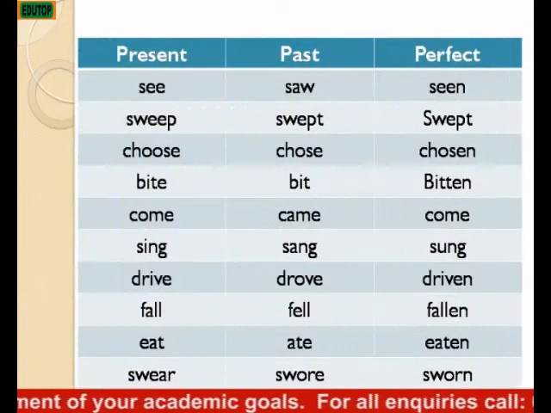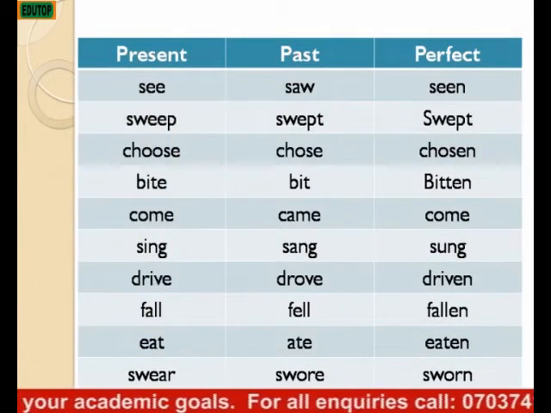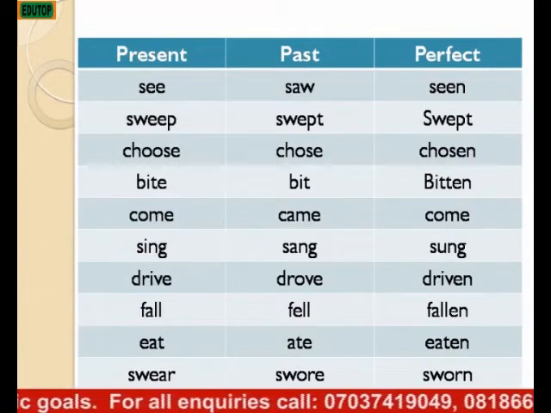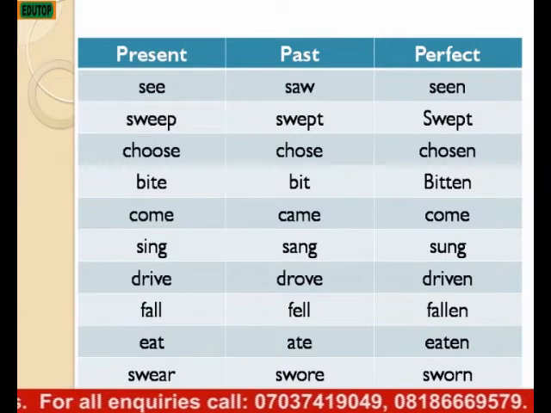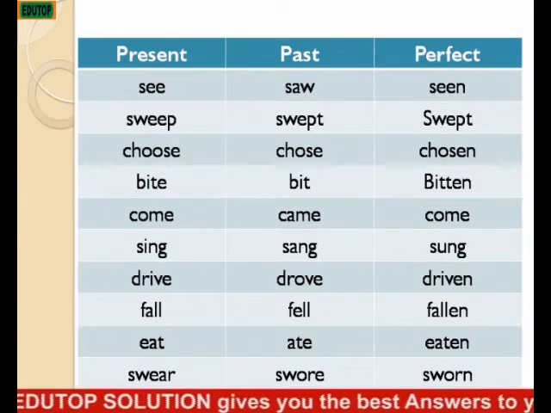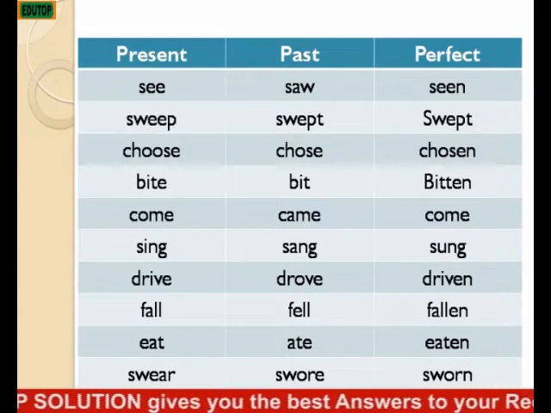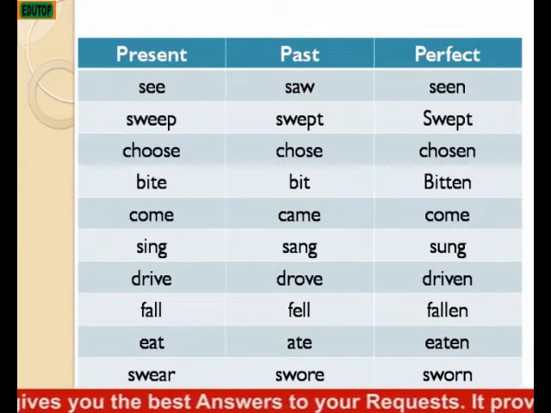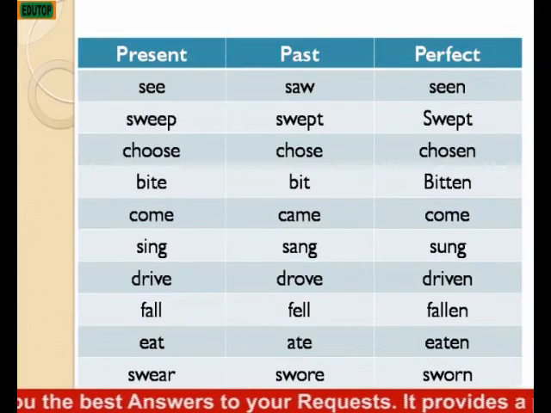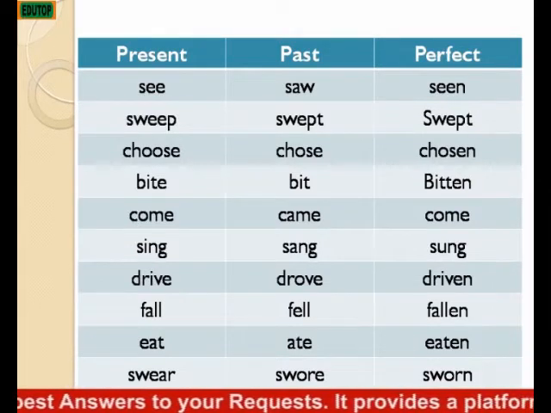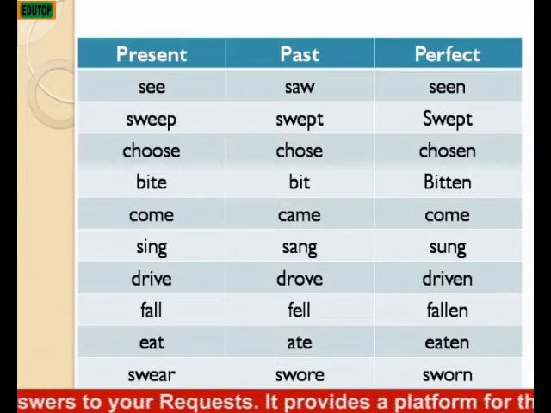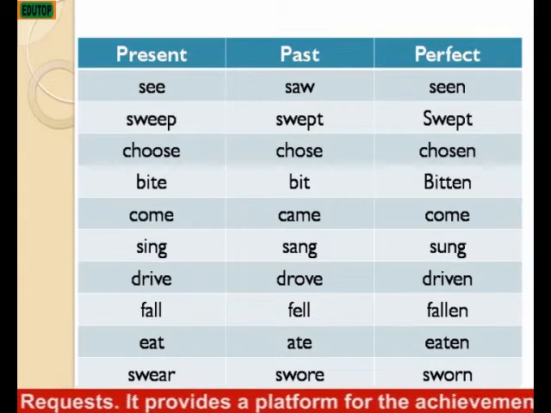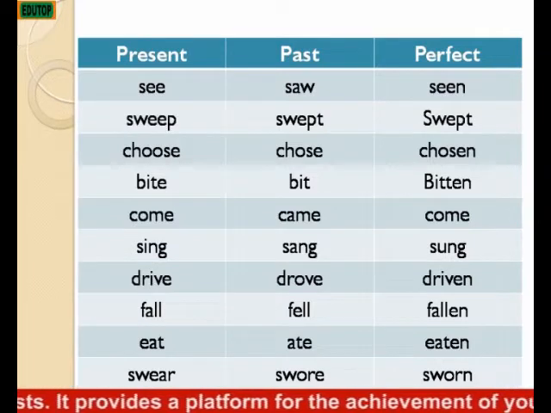We have 3 columns, the first one indicating present, the second one indicating past, and the third one indicating perfect. See, saw, sing. The present form of sing, see, is see. The past form is saw. The perfect form is sing. Sweep is in the present form. Swept is the past form of sweep. Swept is the perfect form of sweep.